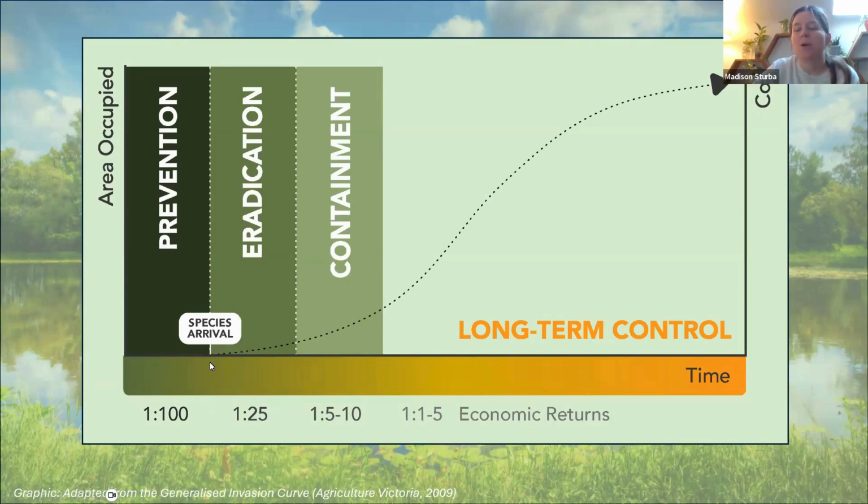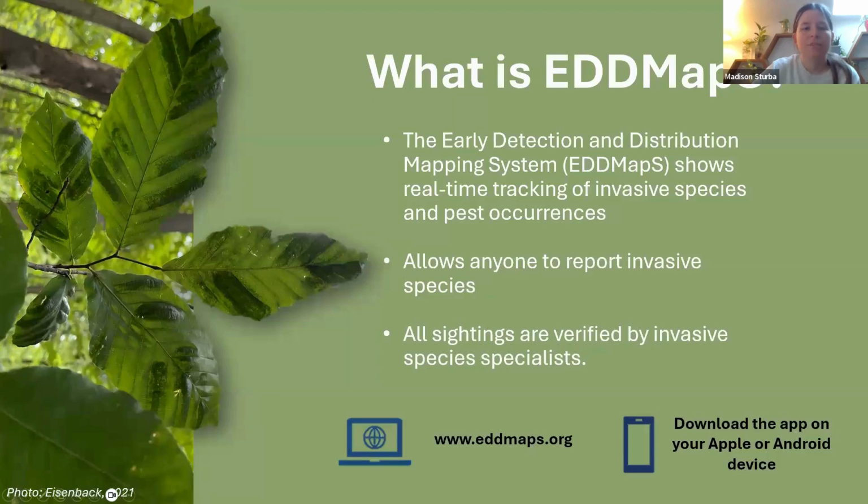But if invasive species go unnoticed or unmanaged, then population sizes can grow really rapidly. It's really hard to contain, and then eventually all you have is long-term control, and that can be quite costly. So if we want to catch invasives early and prevent their spread, we need to report what we see.